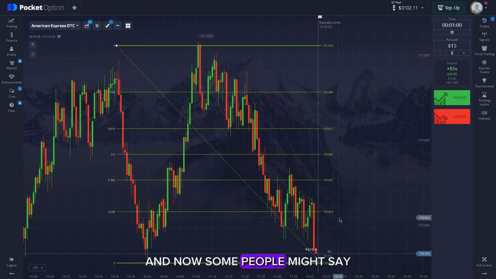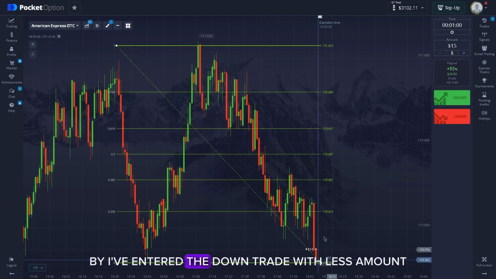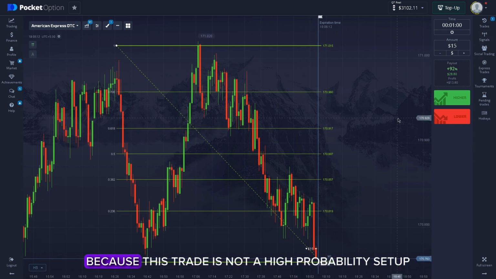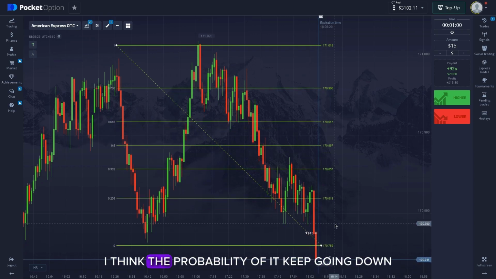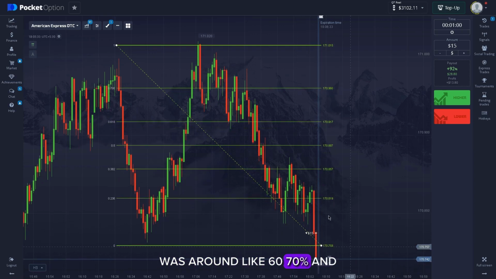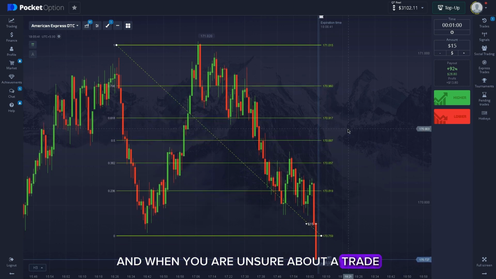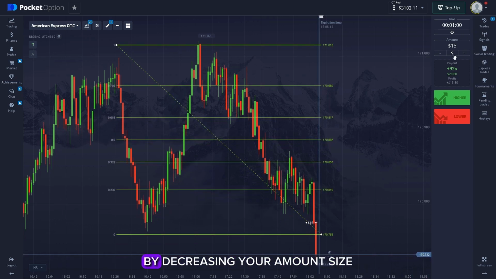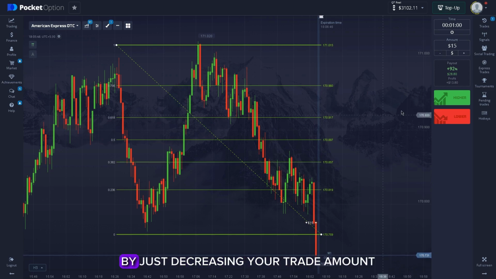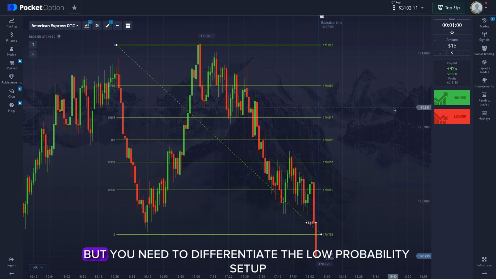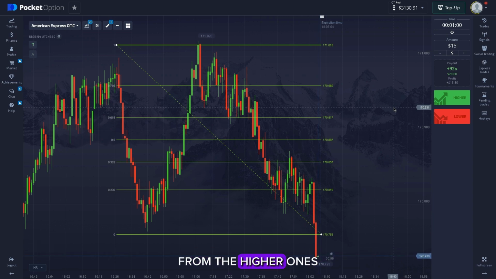And now some people might say why I've entered the down trade with less amount, because this trade is not a high probability setup. I think the probability of it keep going down was around like 60-70%, and when you are unsure about a trade, you just decrease your risk by decreasing your trade amount. But you need to differentiate the low probability setups from the higher ones, as I just did here.